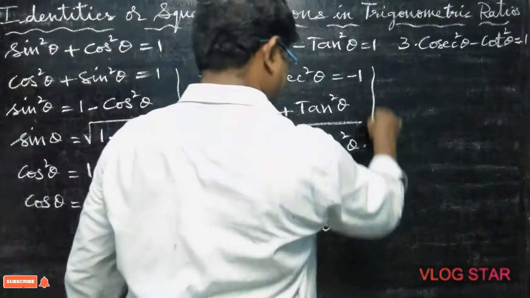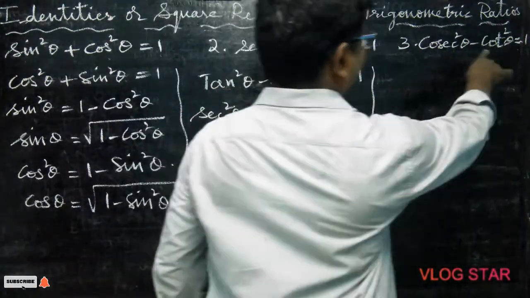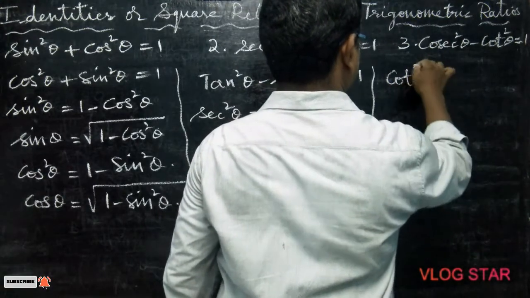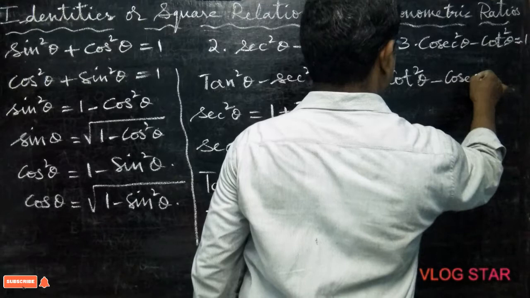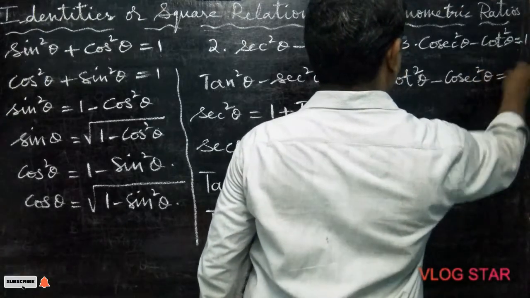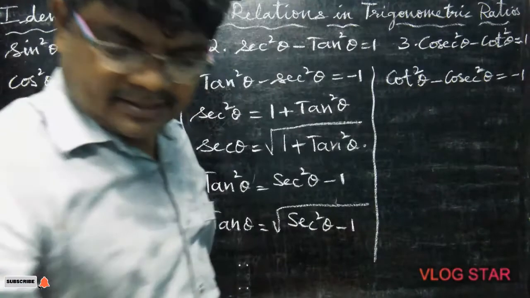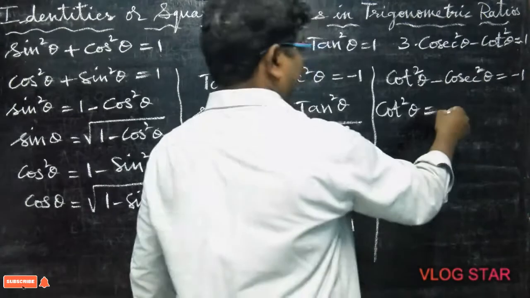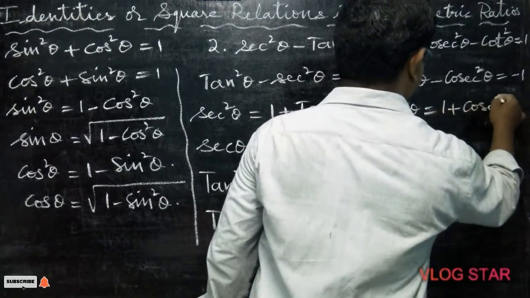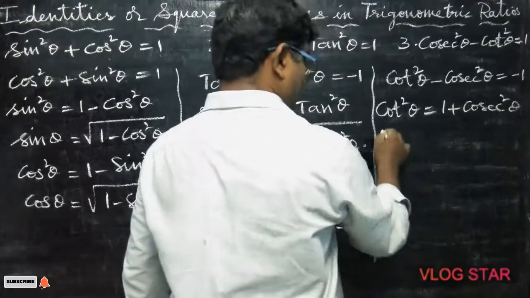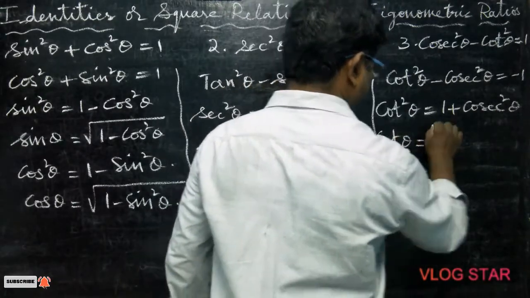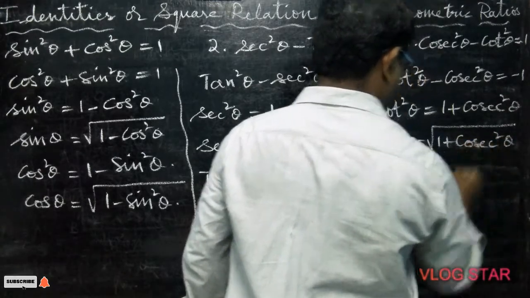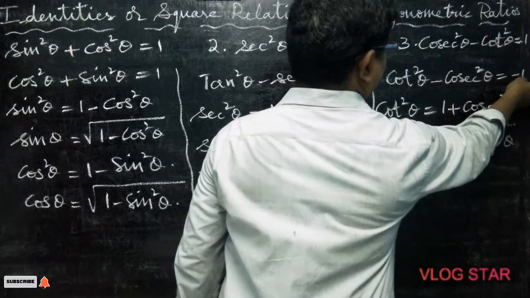Now the third one. What is the third one? Cosecant square theta minus cot square theta is 1. Say cot square theta minus cosecant square theta will be how much? Minus 1. Next, if you keep cot square theta here, it is cosecant square theta minus 1. Only cot theta, square root of cosecant square theta minus 1.